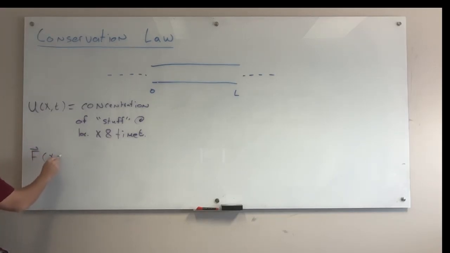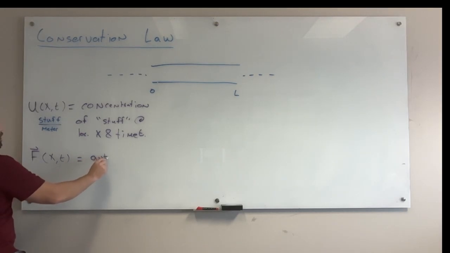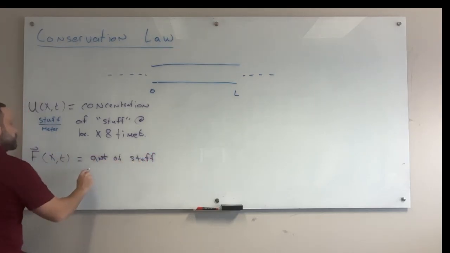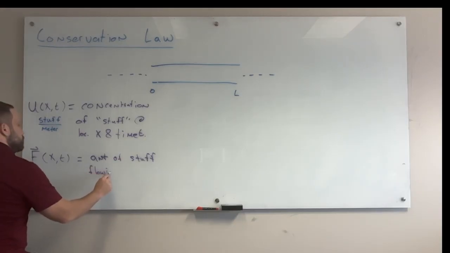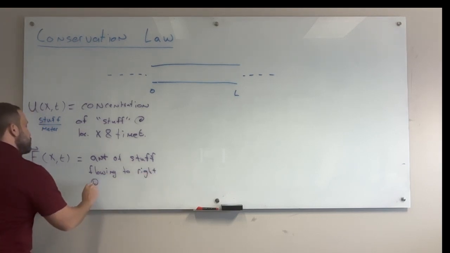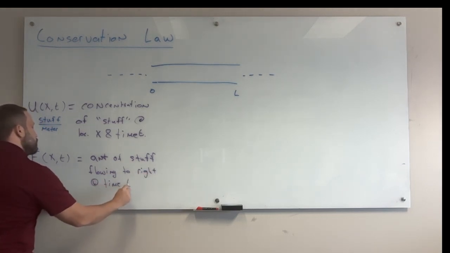Okay, the next thing that we're going to look at is f of x,t. Let me just write what the units here are going to be for you. Sorry, I meant to do that before. This is going to be like the amount of stuff per meter. So I'm going to keep the length units as meter, the time units as seconds, but the stuff here is going to depend on whatever it is we're modeling. So f of x,t is going to be the amount of stuff flowing to the right at time t and location x.